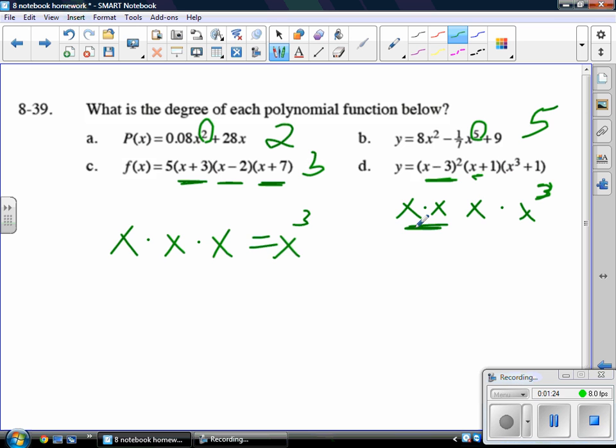So I had an x squared from the first term. I had this one, and then I had x to the 3rd. So I add up how many x's there are, x to the 6th. So D is actually a degree 6 polynomial.